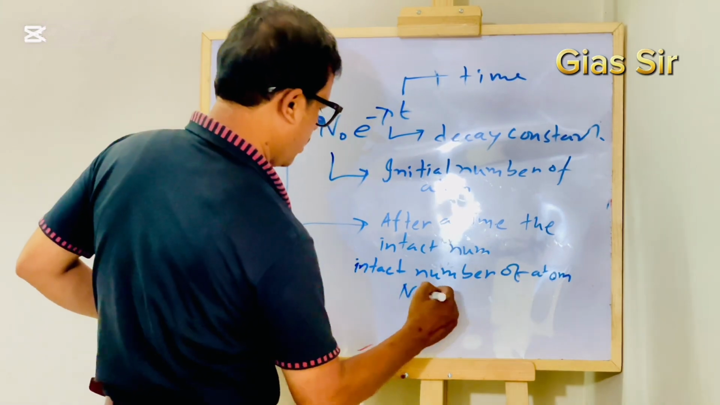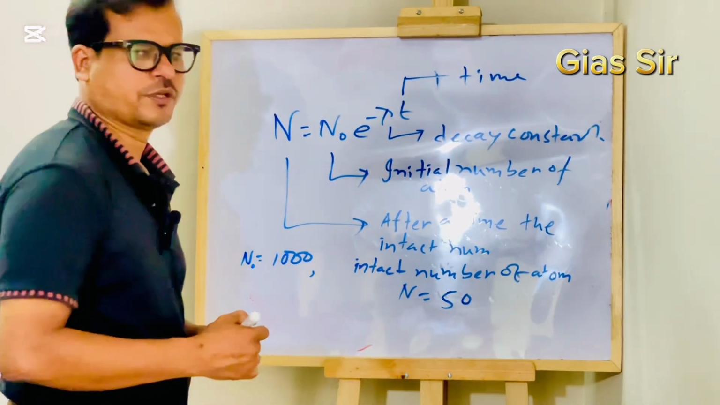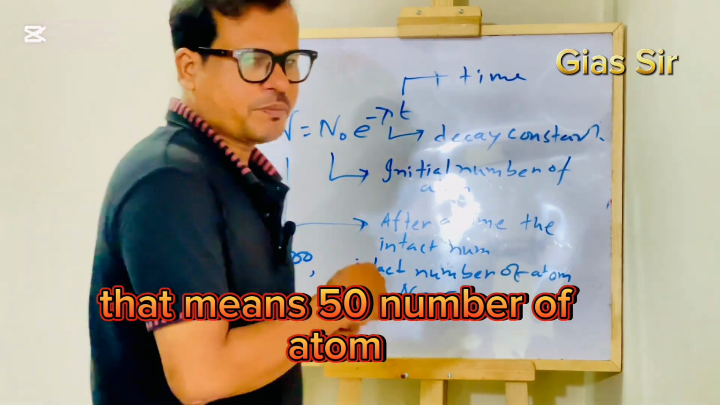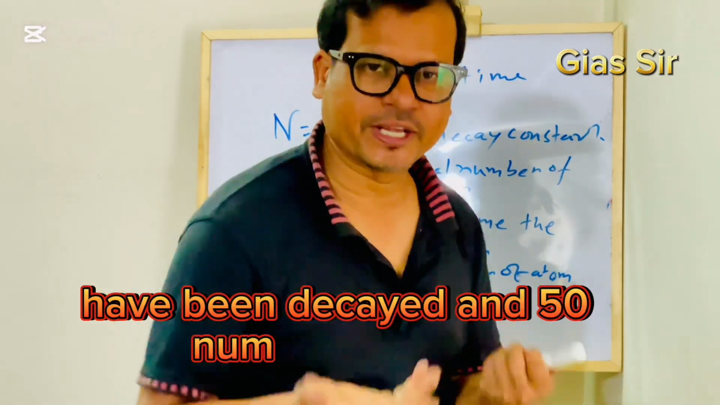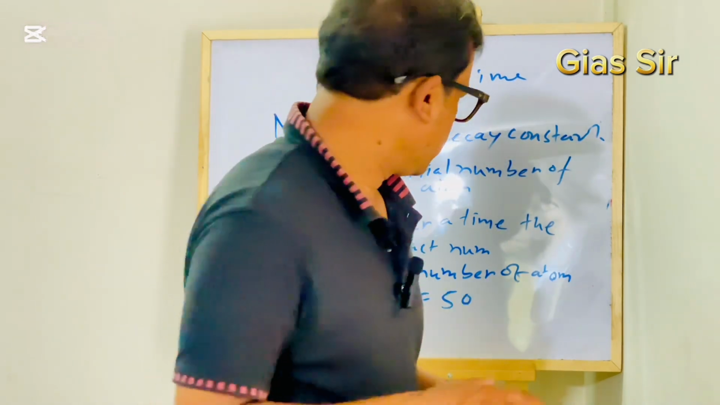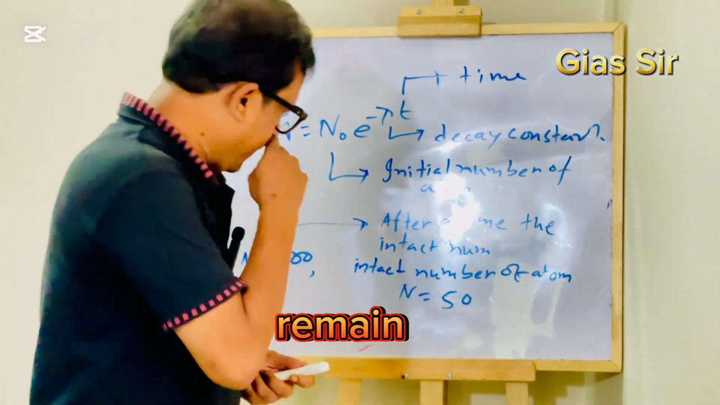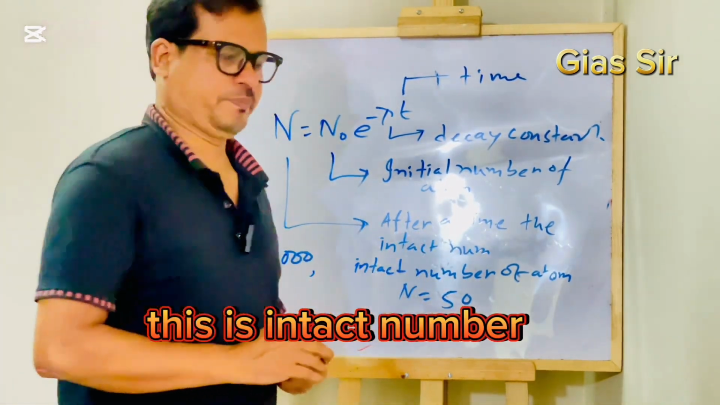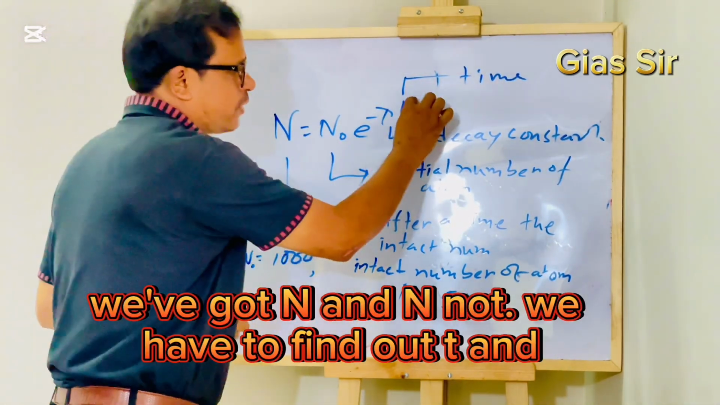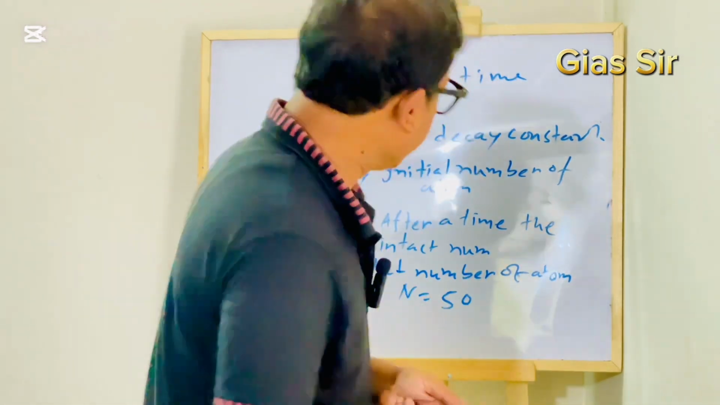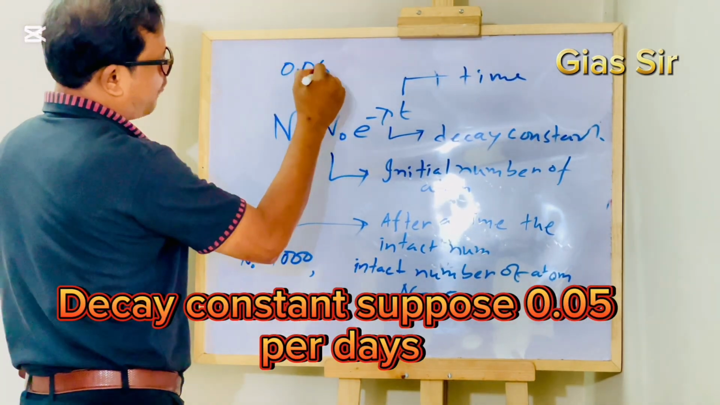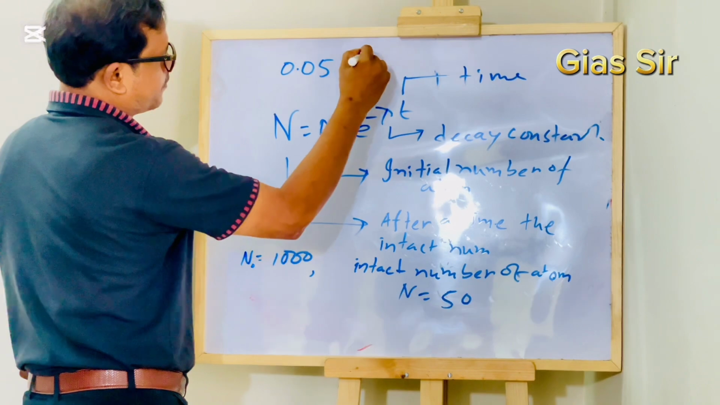Suppose N equal to 50. That means 15 atoms have decayed and 50 atoms remained. Okay, this is the intact number of atoms. We have N naught, and we have to find out t, with decay constant suppose 4.05 days.